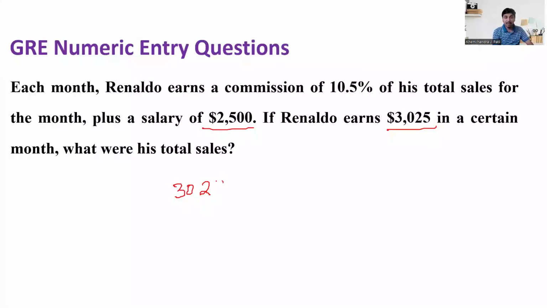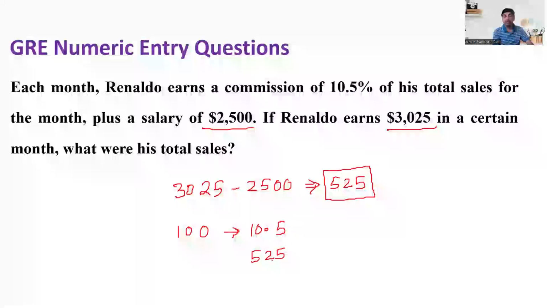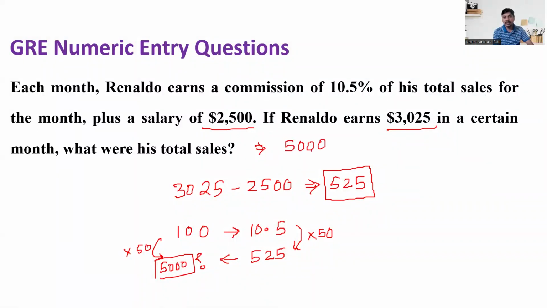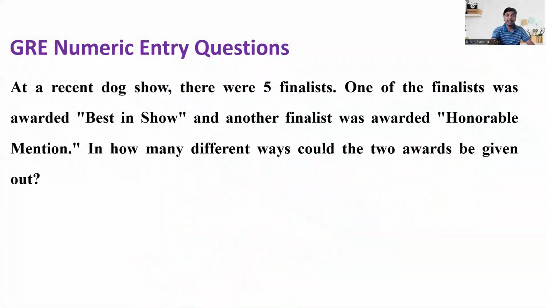Now from 3,025, if I subtract 2,500, this 525 is the commission he got. And what is the rate of commission? When he makes a sale of 100 rupees, he is getting 10.5. Now he is getting 525 as a commission. What should be the sale? You can cross multiply, or if you see the ratio, this is the 50th multiple. The 50th multiple of 10.5 is 525, so you have to multiply 100 by 50, so you will get 5000 as your answer. So the numerical entry you have to make: how much did he sell? He made sales of $5,000.